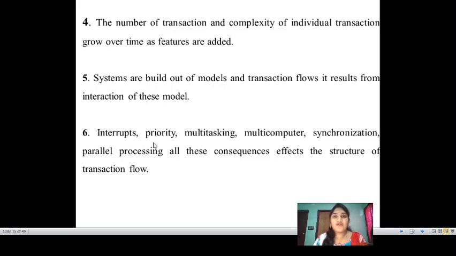And if there are any interrupts, any priorities, multitasking, multi-computers, synchronizing, or parallel processing, all these consequences affect the structure of the transaction flow. So we can say these all define the ill structure, which depends on interruptions, priorities, multitasking, multi-computers, synchronizing and parallel processing, all of which affect the results of the transaction flow structure. And this is about transaction flows. Hope you guys understand these transaction flows, and thank you so much.